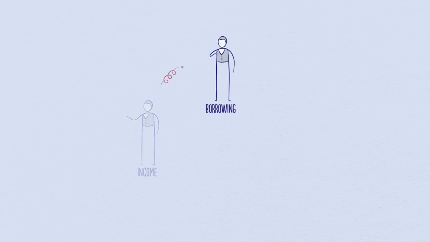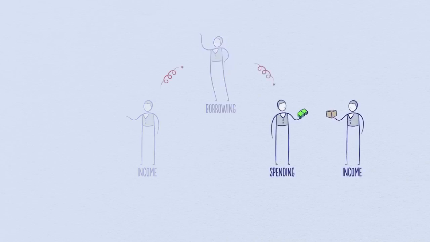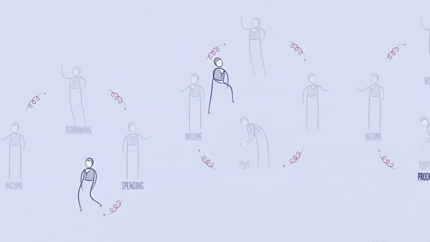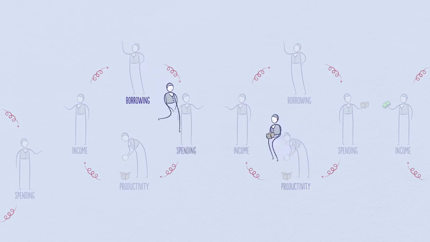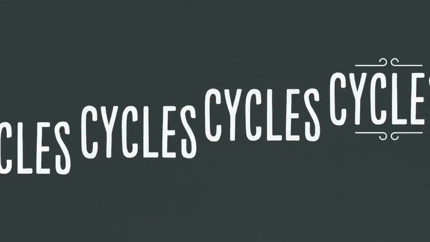So increased income allows increased borrowing, which allows increased spending. And since one person's spending is another person's income, this leads to more increased borrowing, and so on. This self-reinforcing pattern leads to economic growth and is why we have cycles.